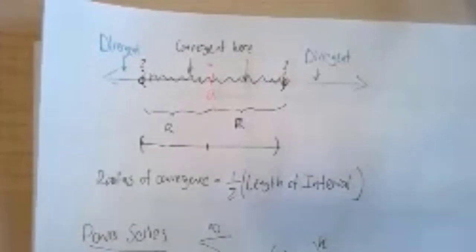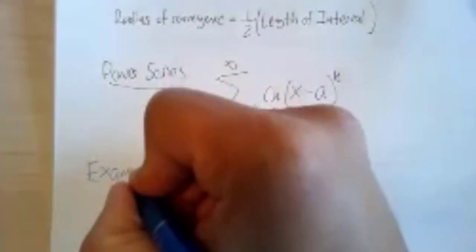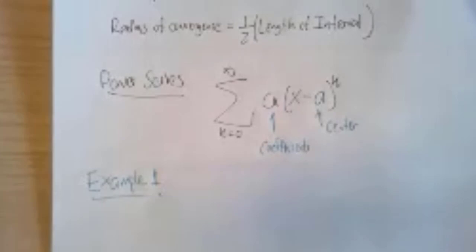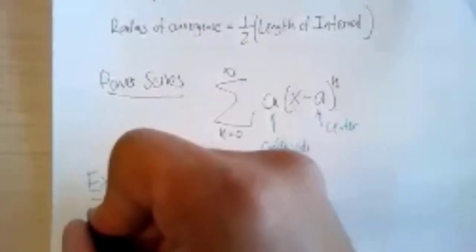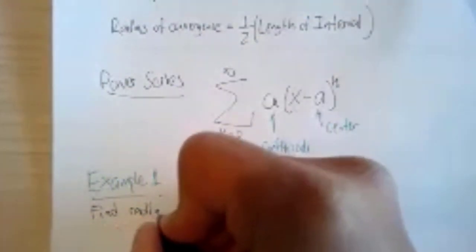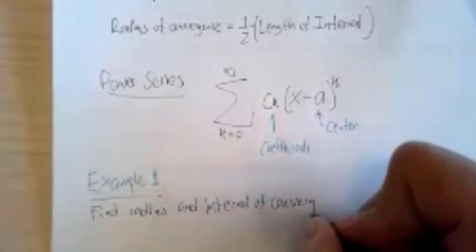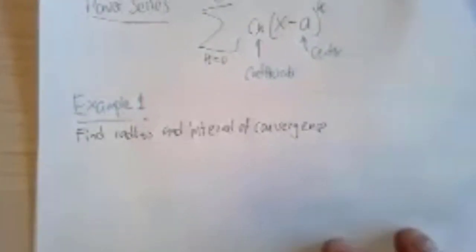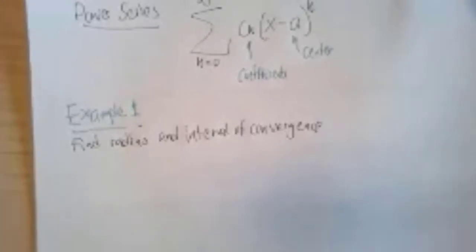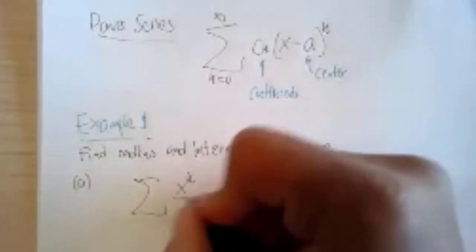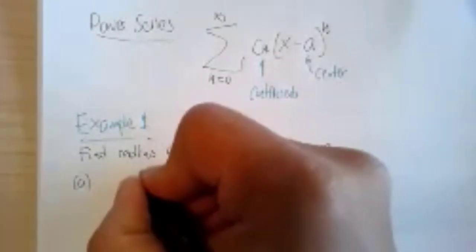So I was gonna do the first example. So this is example 1. And we're gonna start with part A. And the question is, find the radius of convergence and interval of convergence of each power series. So find radius and interval of convergence. That's what we want to do. And here's problem number 1. Part A is x to the k divided by k factorial from 0 to infinity.